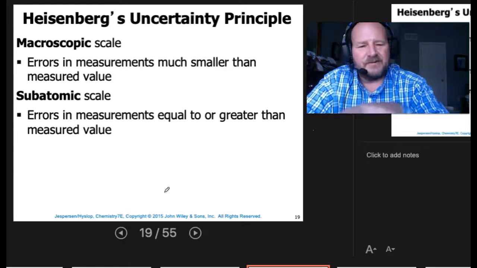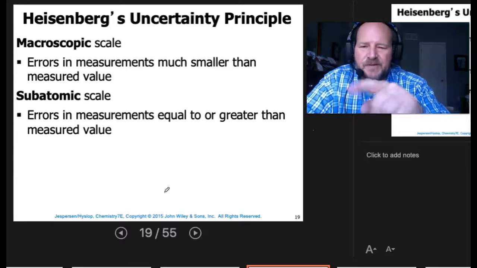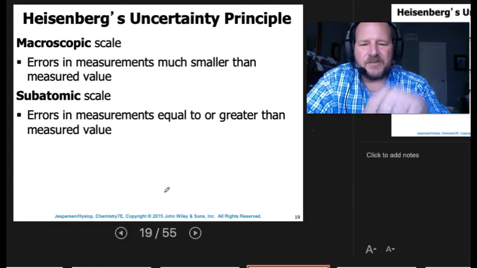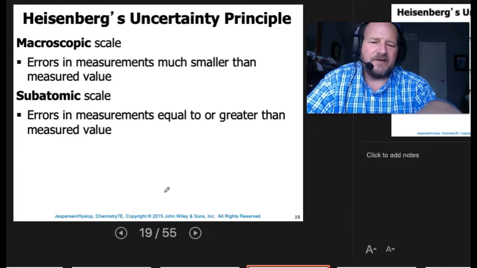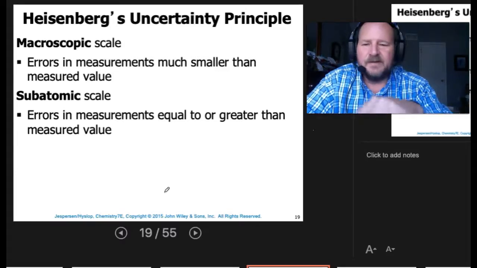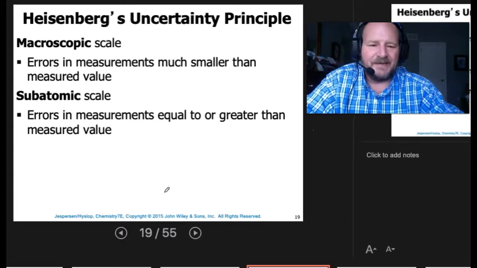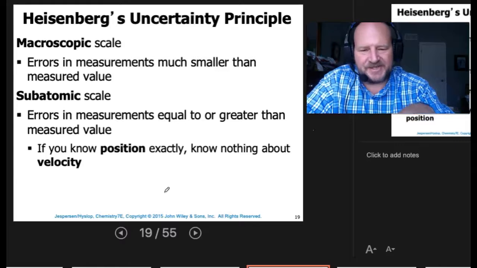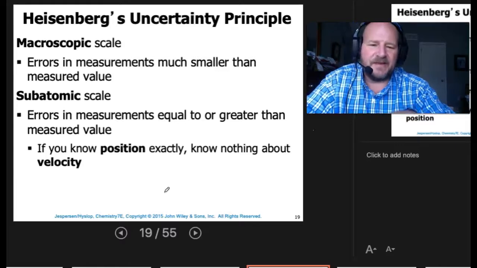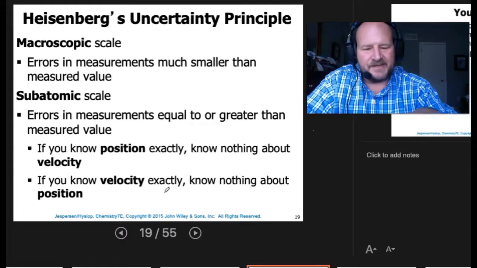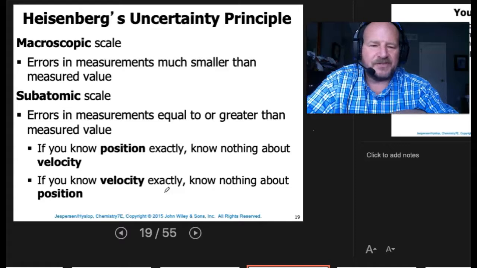So it's getting right to the heart of accuracy and precision. On the macroscopic scale, the error in your measurement is smaller than your measured value. That's why we're able to do that. But on the subatomic scale, it's not. So if you know your position exactly, then you can know nothing about the velocity. And if you know the velocity exactly, then there's no way you can know anything about the position.